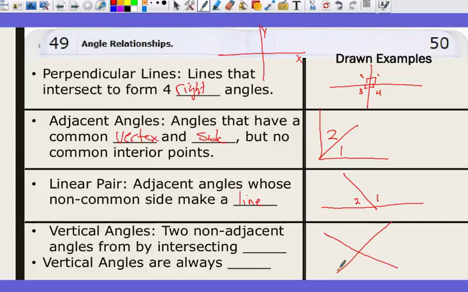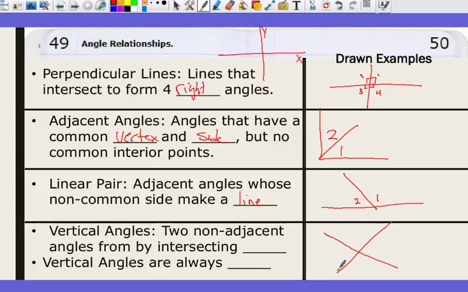You're going to have two pairs of vertical angles. The first pair is here, the ones that are across from each other. The second pair is here. You see how they're both across from each other? There are actually two pairs, one here and here. Vertical angles always come in pairs. Okay, so let me explain further.